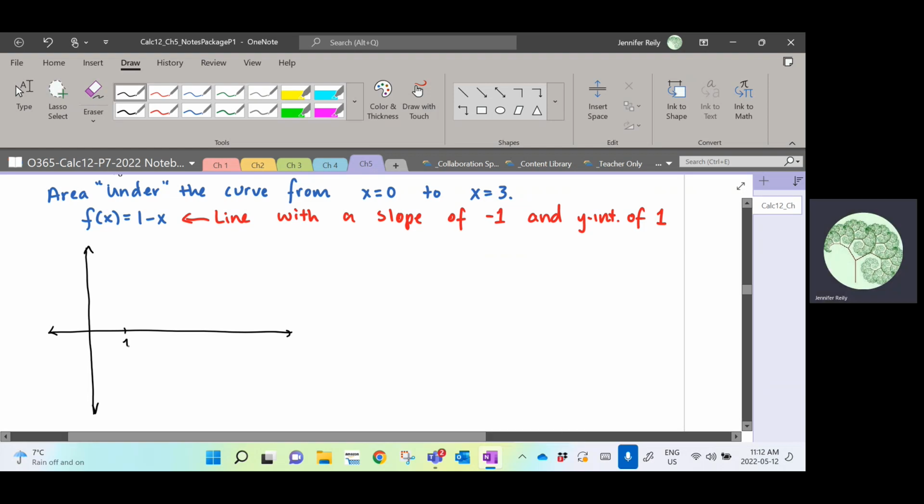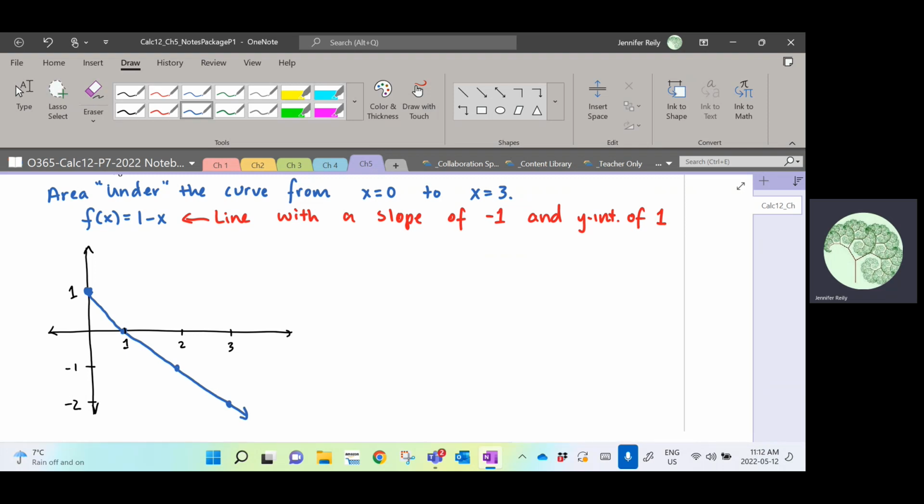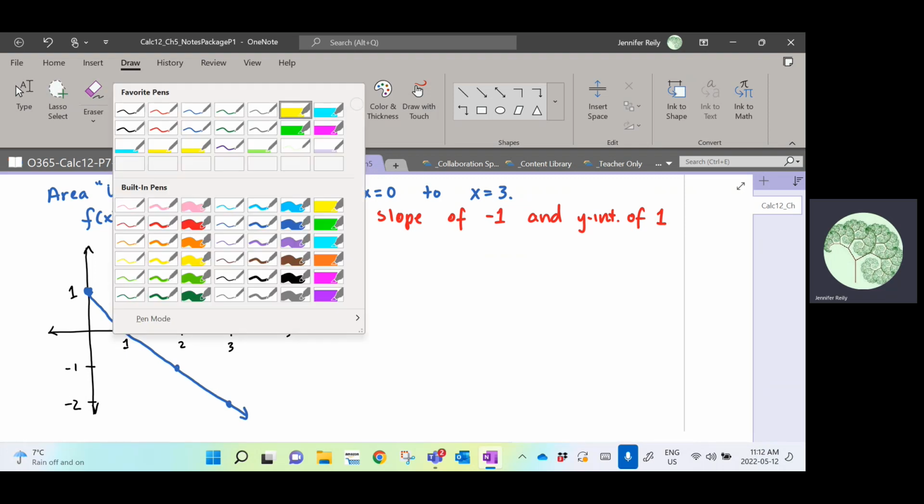Go 1, 2, 3, -1, 2. And here is the function. So the y-intercept is 1, and then the slope is -1. I didn't do a great job spacing out my x-axis there, so I'll kind of draw a straight line. Okay, and we want to find the area between the curve and the x-axis.